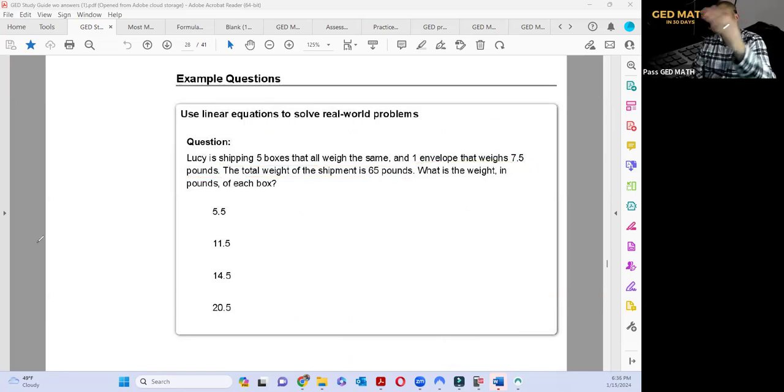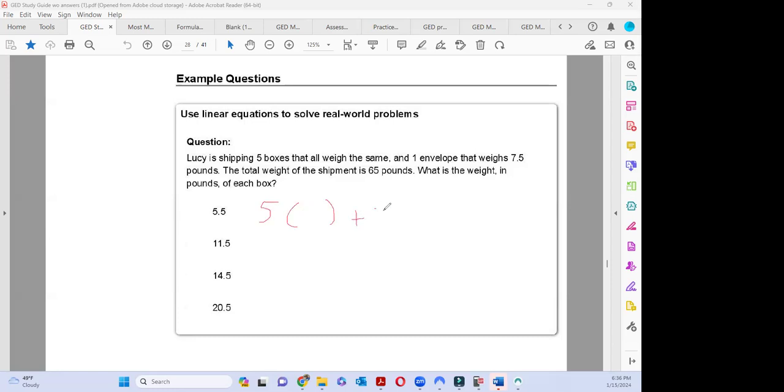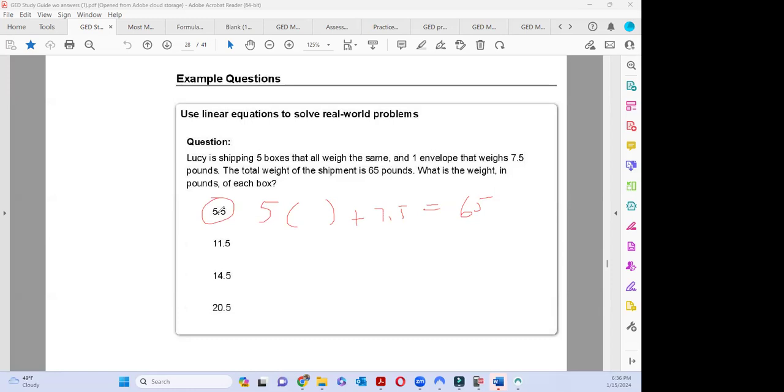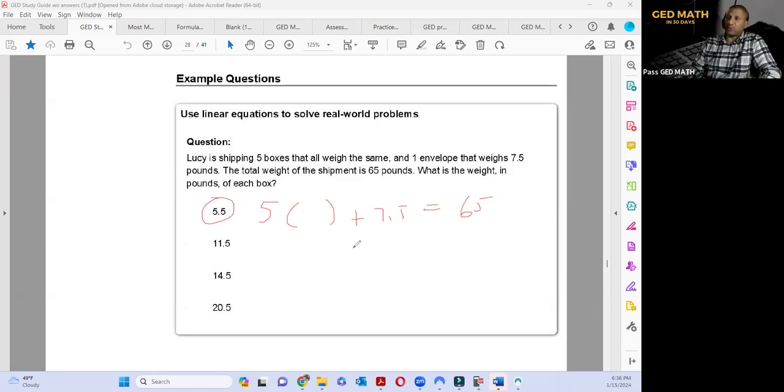Listen, you can't let these word problems intimidate you. If they're giving you the answers, if they're giving you multiple choice, use your multiple choice. So I got 5 boxes, unknown, plus 7.5, must equal 65. So I'm going to put each one of these in here. So I get 5.5 times 5 is 25 and 2.5, that's 27.5.